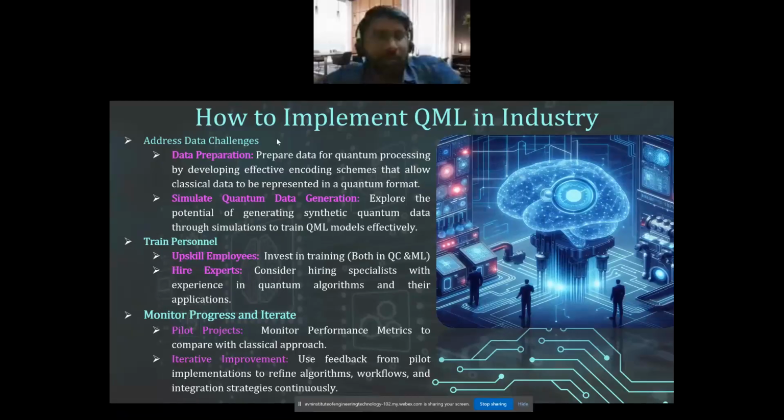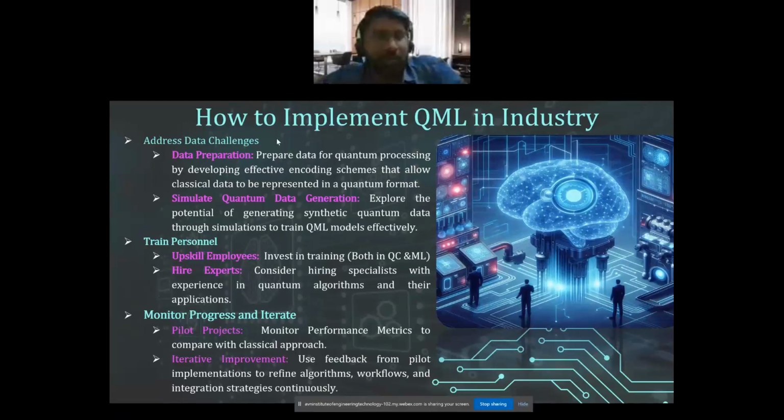If there are no potential performance gains, it's a waste of time or money, right? So we need to do a performance analysis before adopting quantum machine learning, and then iterative improvements. Based on the pilot projects, we get a lot of feedback. So what are all the things we can do?